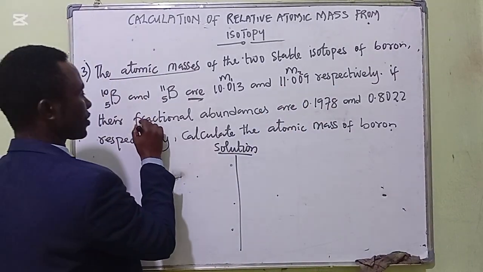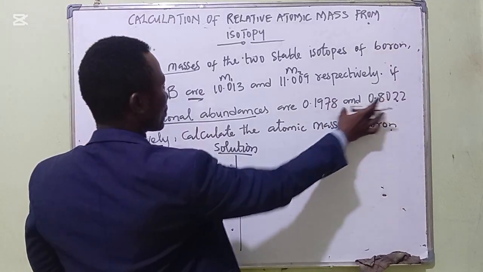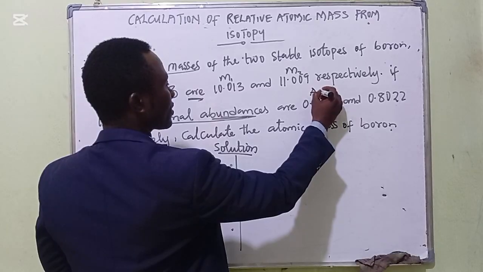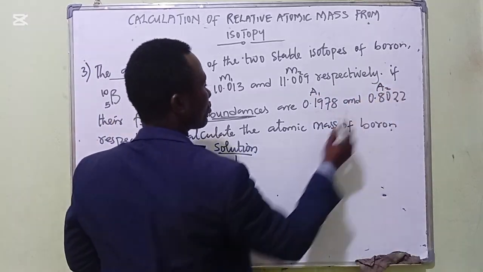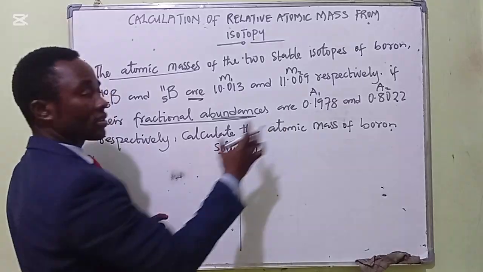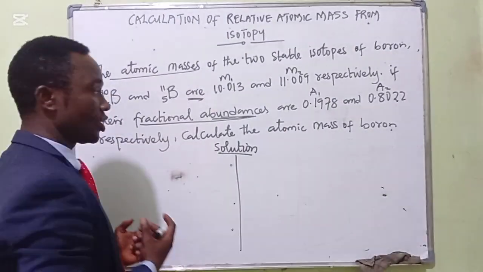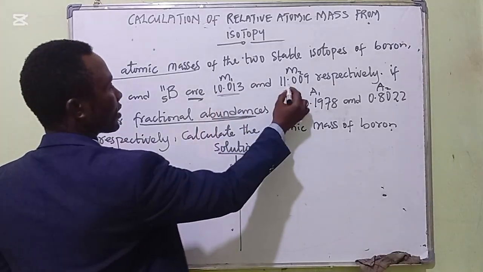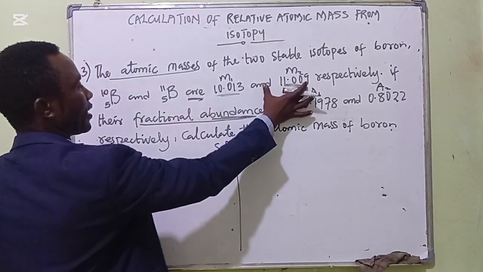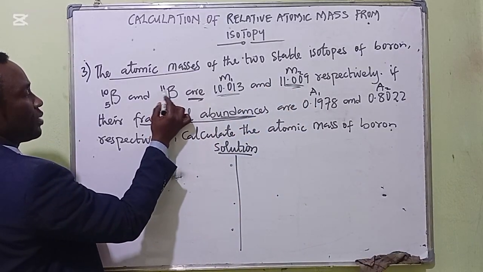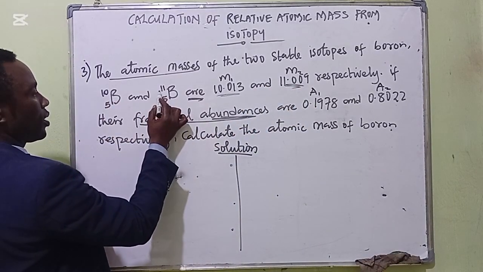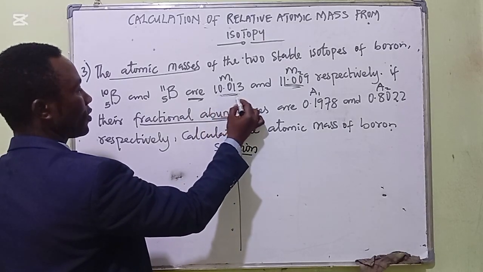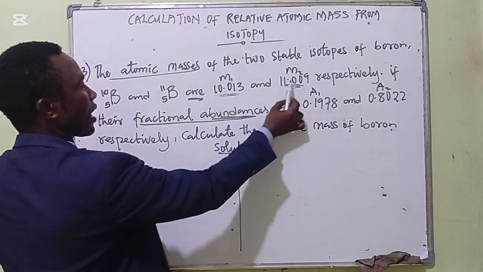Their fractional abundances are this and this. So this is abundance 1 and this is abundance 2. Remember, this is fractional abundance because it's not given in percentage. Now, the masses we'll be using are this mass and this mass. Assuming this was not provided, we would have used the approximate masses 10 and 11. But since they provided the actual complete mass without approximation, we use this and this.